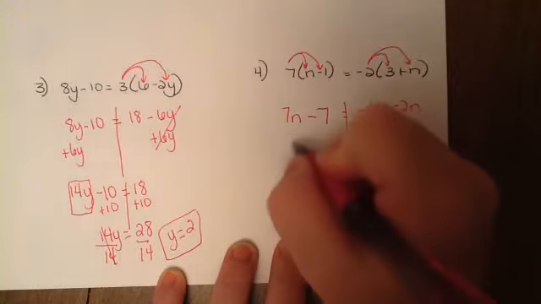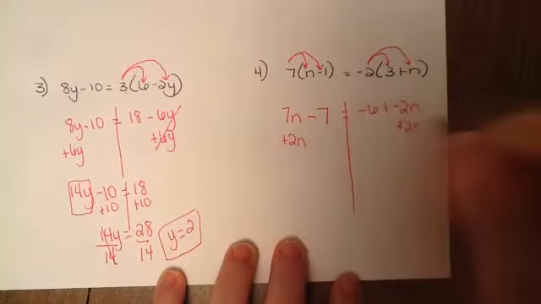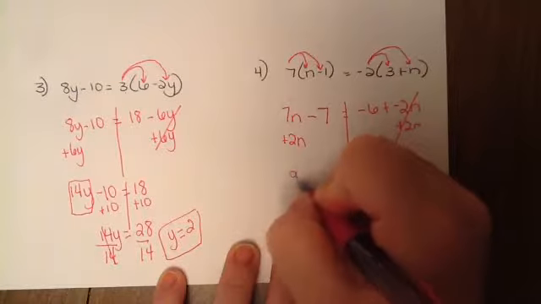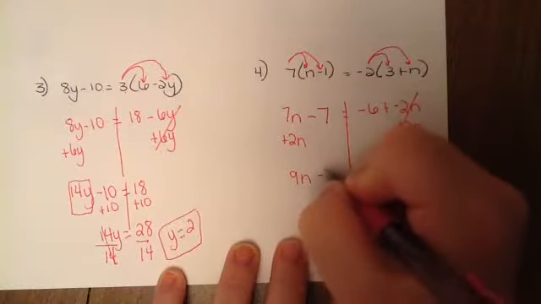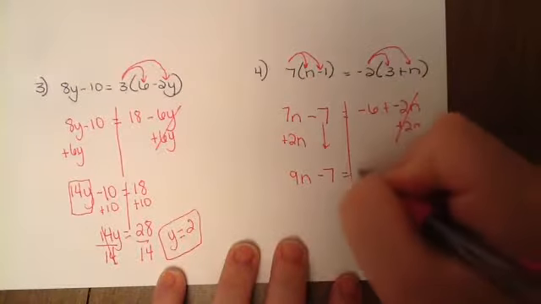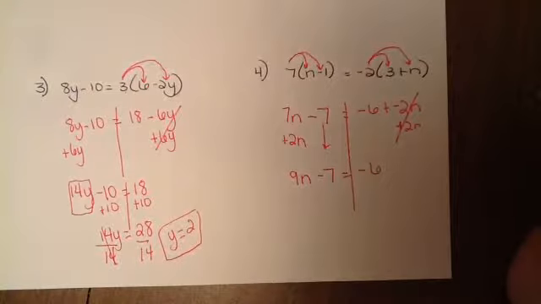What do I do on one side? Must do to the other. 7n plus 2n, 9n. Bring down the -7. -6. This is now a two-step equation.